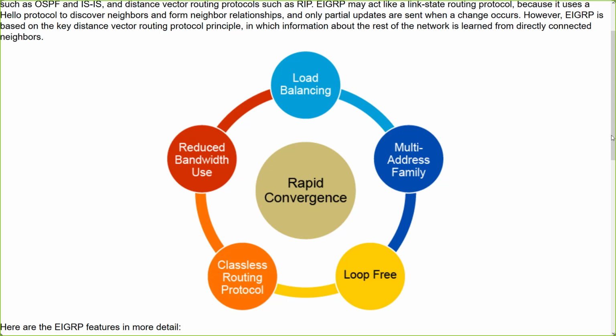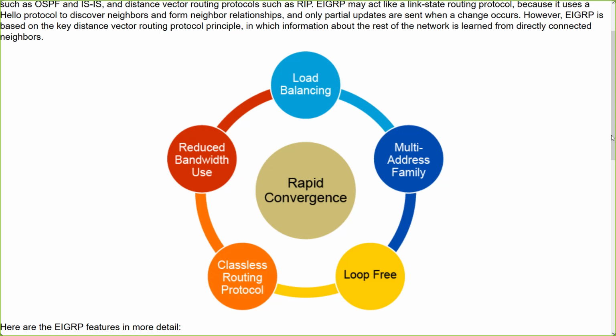Your metric in EIGRP is what we call the feasible distance, right? The feasible distance is essentially the metric that we use to measure the overall cost to reach a destination. The path with the lowest feasible distance becomes the successor. Right? The successor is the path that goes into the routing table. It also goes into the topology table, because everything we learn in EIGRP goes into the topology table, but the successor goes into the routing table.